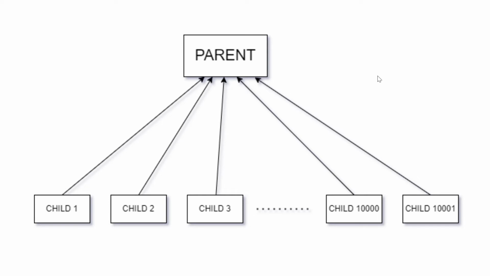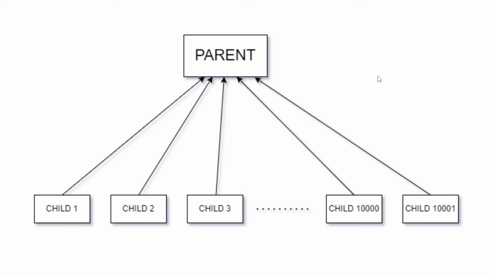If in place of the parent we have a custom object, and in place of the child we have a custom object which is in a parent-child relationship, that time it is called a lookup skew, because all the custom child records will be looking at a single custom parent record. So that is known as a lookup skew.